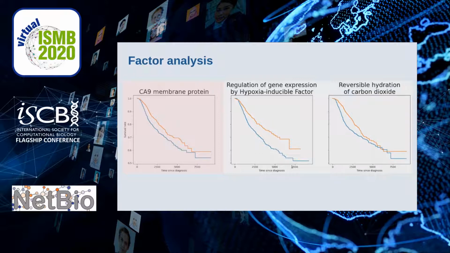In the first pathway, most of the genes are varying in the same pattern as the CA9 membrane protein. Therefore, you can see an increase in relevance associated with survival. However, in the reversible hydration of carbon dioxide, the genes don't follow the same pattern as the original gene, the CA9 membrane protein, so we see a decrease in the association with survival.